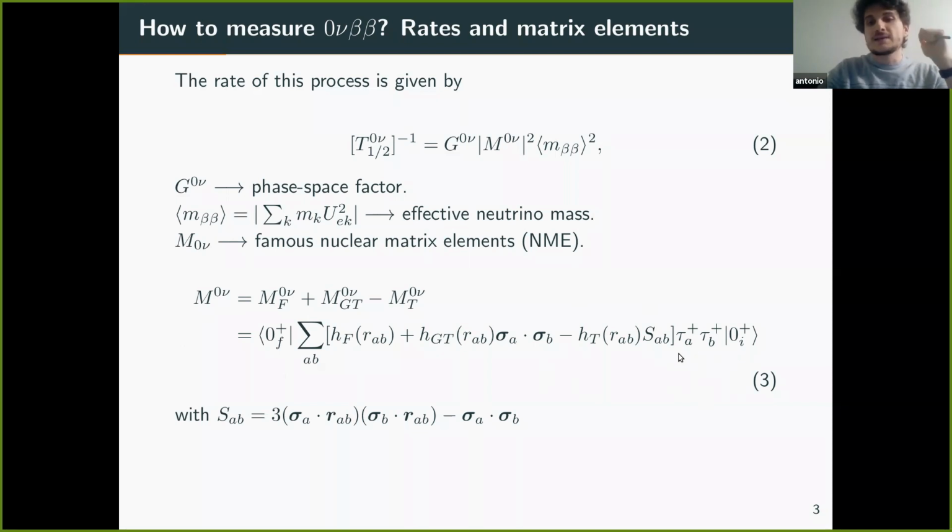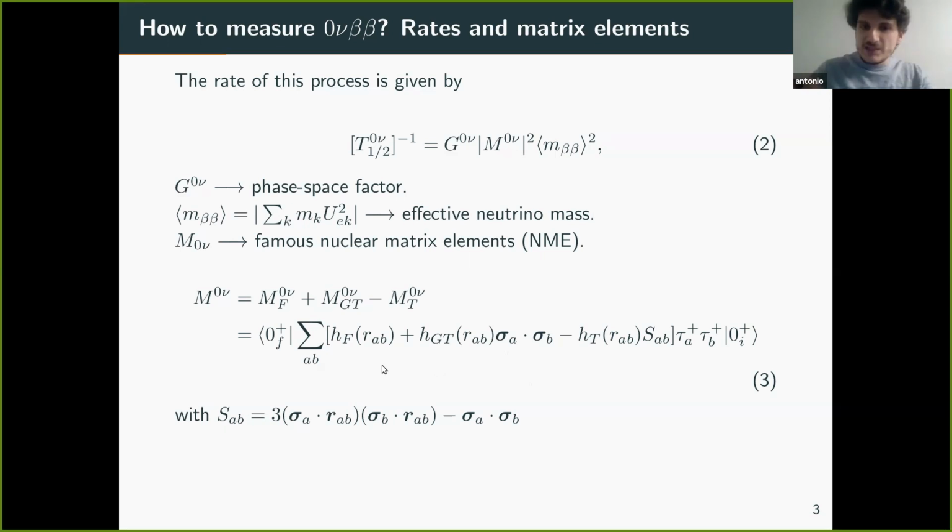These tau operators are the isospin raising operators. So these operators transform neutrons into protons, and this is what was happening in this decay. The two neutrons were decaying into two protons. And the sigma matrices here are the usual Pauli spin matrices, carrying spin, carrying angular momentum. These quantities here, this H, are the neutrino potentials, which have very complicated expressions, but in general depend on the relative distance between the two nucleons.